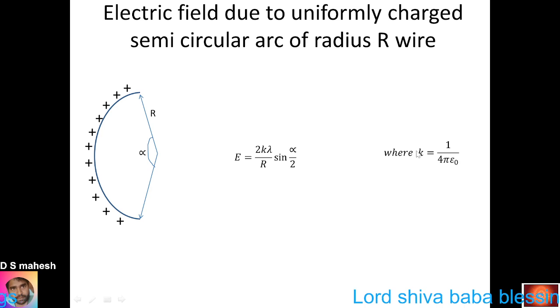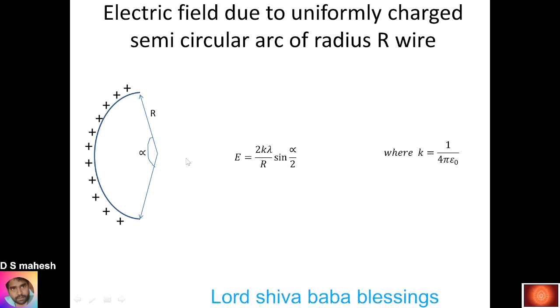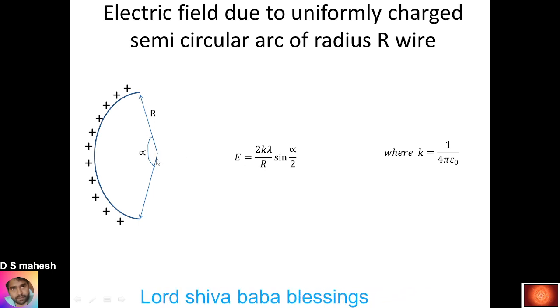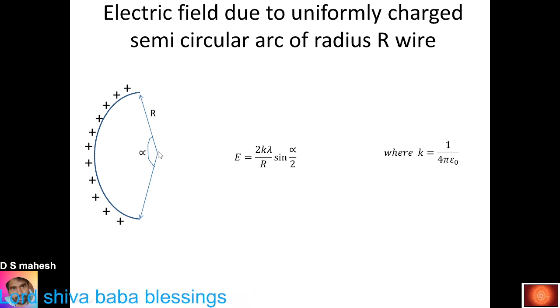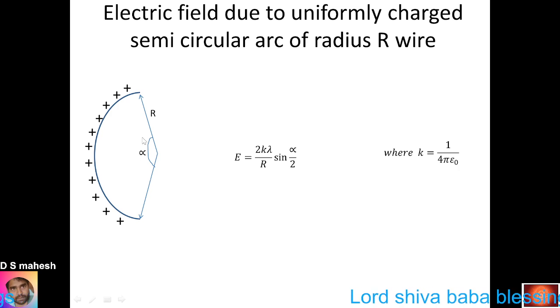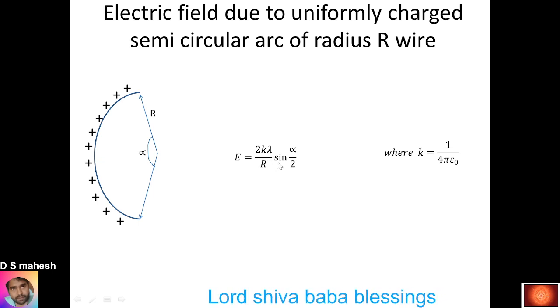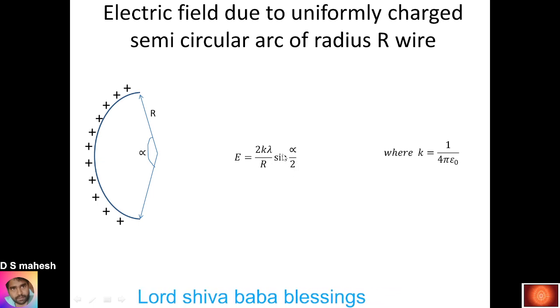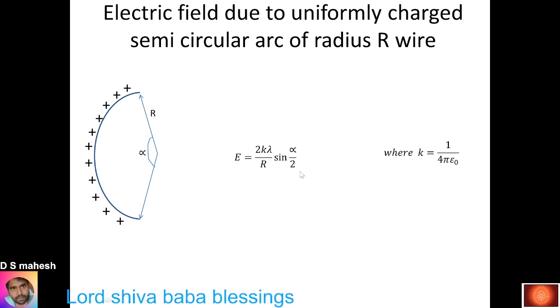So the value of k can be written as 9 into 10 to the power of 9. So r is nothing but the radius. It is also equal to the distance from the point where we are calculating E to the arc, and alpha is the angle formed due to bending of this line. So it is given by 2k lambda by r sine of alpha by 2. So this is a very important formula which you need to remember.